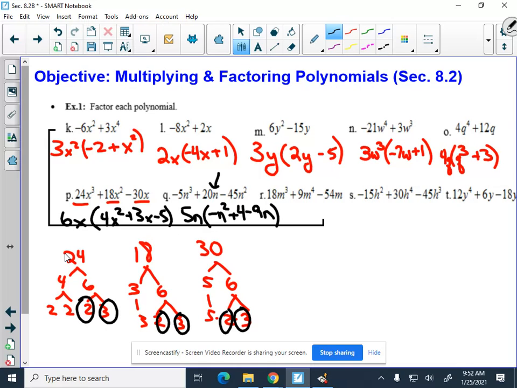Got to figure out what will happen in R here. 9 will go into 54. It will go into 18 as well. We have 1m in the last one, so I'm going to bring out 9m. So again, I'm going to let you try it, see if you can come up with the 3 numbers inside. You got about 15 seconds here. Go.